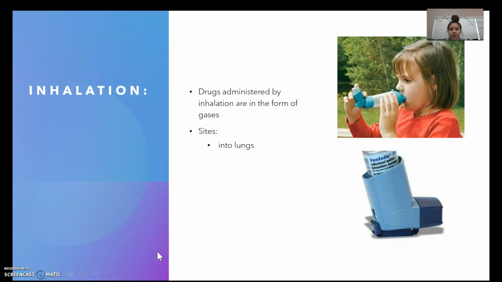So the next route is inhalation. These are drugs that are administered through inhaling a sort of gas. These usually go to the lungs. Most commonly albuterol, as you see in the photo below, a type of medication that is inhaled. It's most commonly administered to asthma patients, and that is typically something we would see in the clinic since asthma is pretty common.